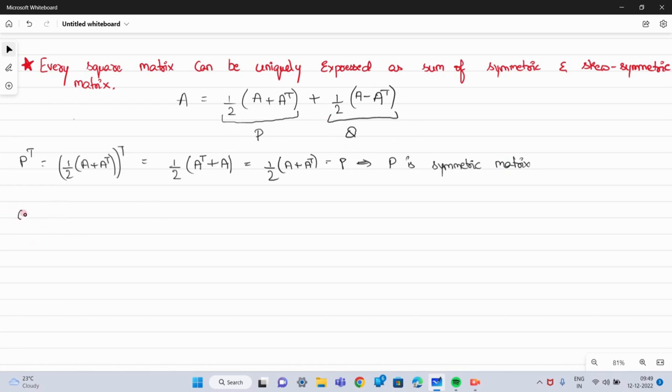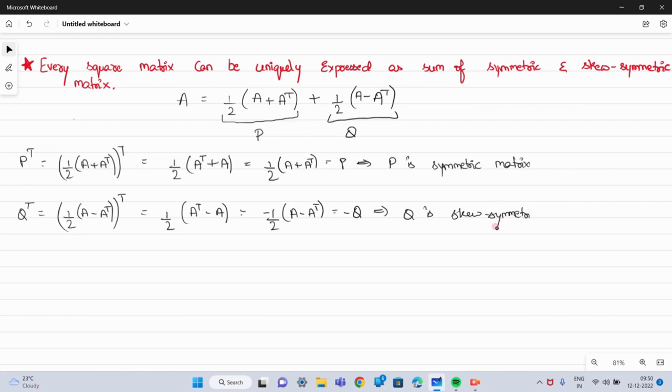Now let's prove whether Q is symmetric or skew-symmetric. By taking Q transpose, we can write it as half of (A minus A transpose) whole transpose, which is half of (A transpose minus A). Now take minus common: minus half of (A minus A transpose), which is minus Q, which tells Q is a skew-symmetric matrix. So a matrix can be expressed as a sum of symmetric and skew-symmetric matrices.